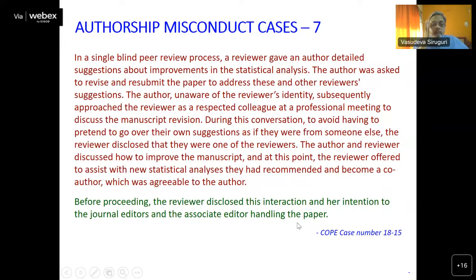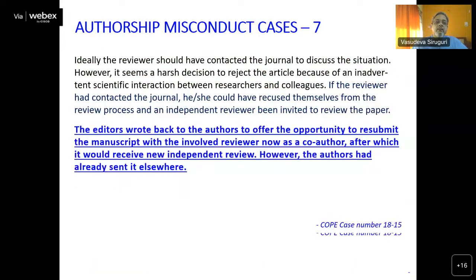Before the reviewer contacted the author, the reviewer should have actually contacted the editor of the journal, probably mentioned to them that the person was known to the reviewer. And in such a situation, in fact, you should not review such manuscripts. You should recuse yourself actually. So ideally, the reviewer should have contacted the journal to discuss the situation.